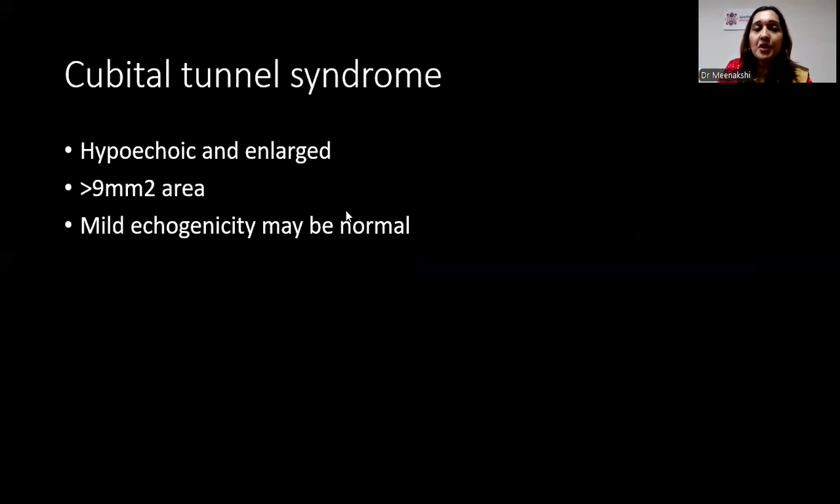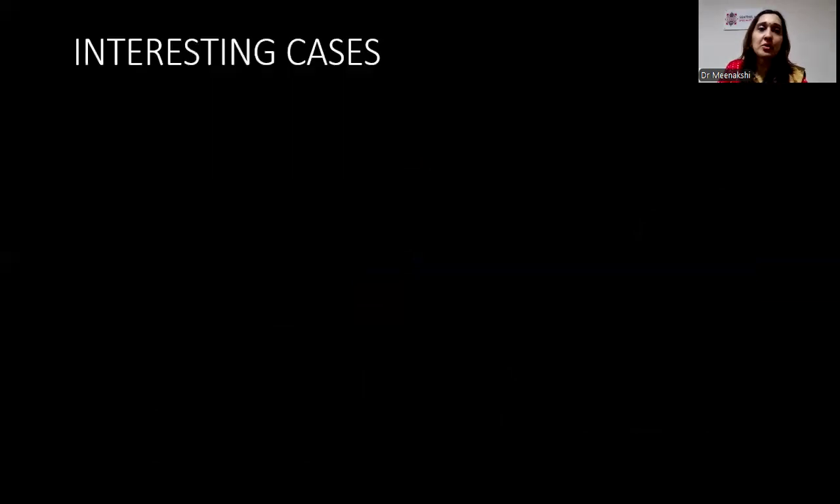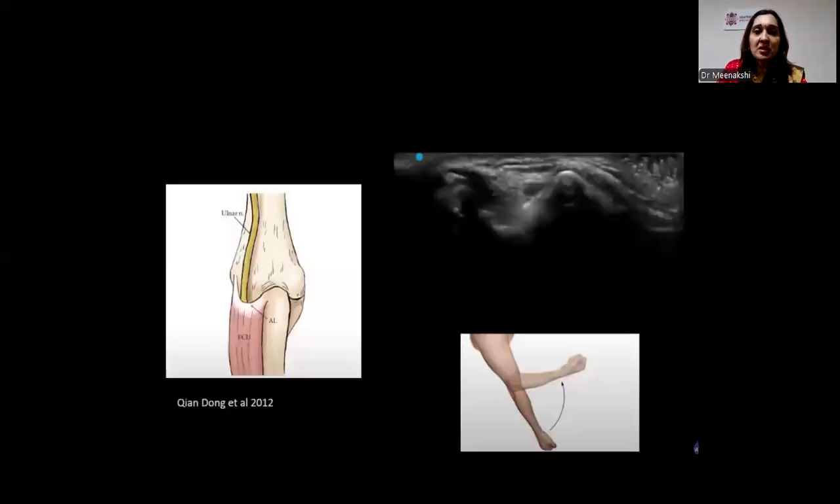Now, cubital tunnel syndrome, again, more than 9 mm square area, you're going to call it an enlargement, and hypoechoic and enlarged. Sometimes a mild hypoechogenicity can be seen in a normal ulnar nerve. So don't mistake it, because we have a repeated traction that is occurring there even in normal individuals.